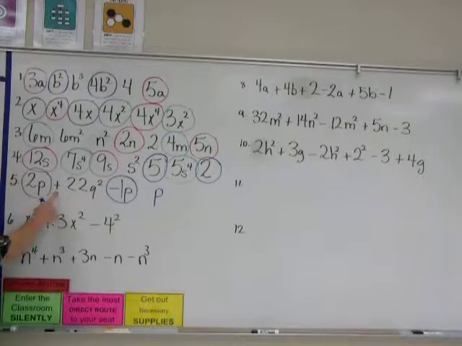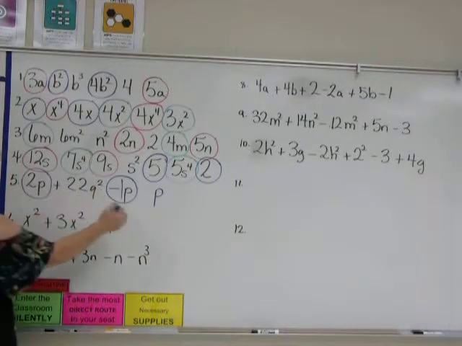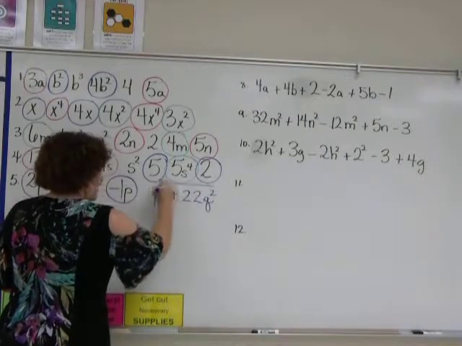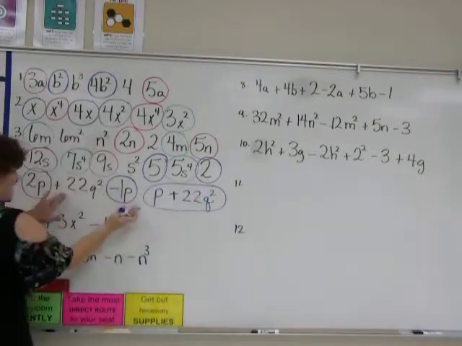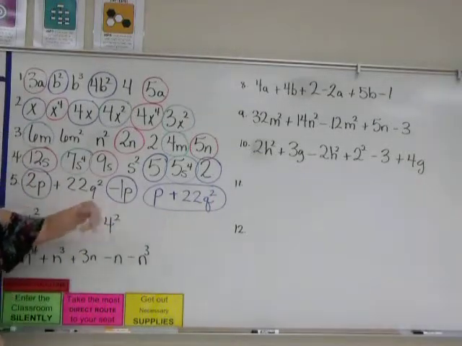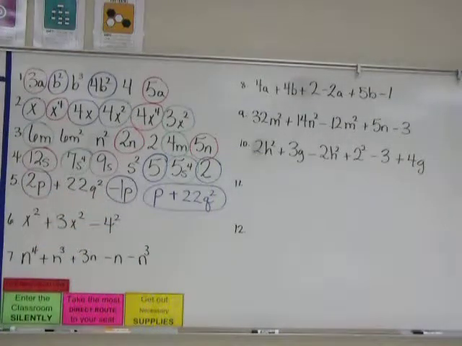Then I had add 22q squared, and there's nothing that I can compare it to or combine it with. There's no like term. It's left by itself, so you just drop it. That's the answer to number 5. P plus 22q squared.